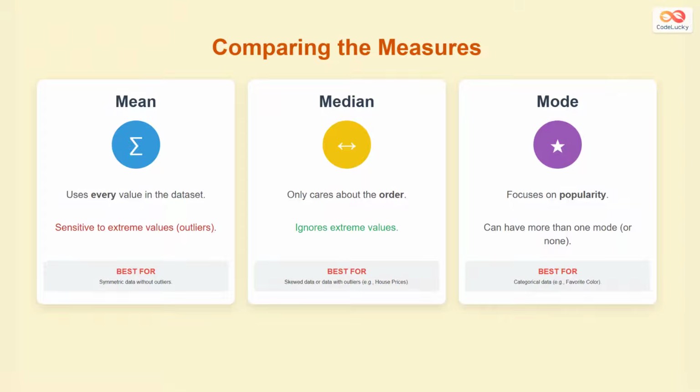When should you use each one? The mean uses every single number, but can be messed up by extreme values. The median ignores those extreme values, making it great for things like house prices. The mode is unique because it is about popularity and works best for categories, like voting for a favorite color.